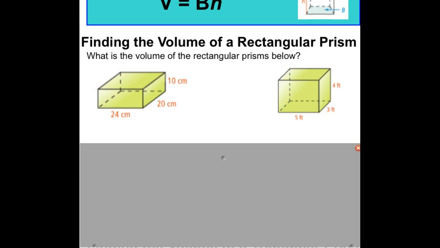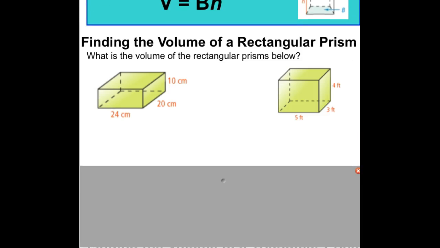We're going to start with some rectangle-based prisms. It says, what is the volume of the rectangular prism below? Well, we look at the base as being the shape it's sitting on, here in green. The area of a rectangle is just base times height, so it would be 24 times 20. We multiply those and we get 480.